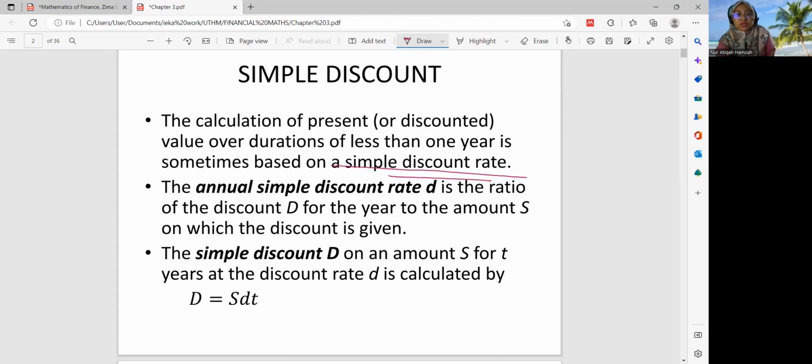The annual simple discount rate d, the small letter d, is the ratio of the discount D for the year to the amount S on which the discount is given. The simple discount D on an amount S for T years at the discount rate d is calculated by this formula: discount D is S times the rate of discount d times T.